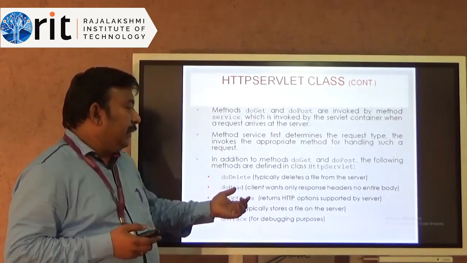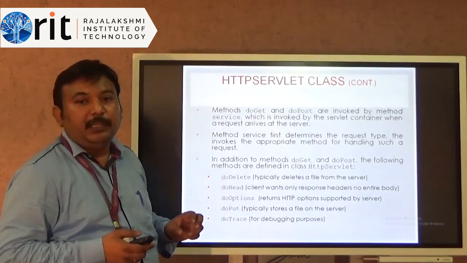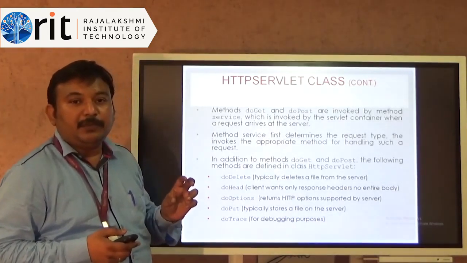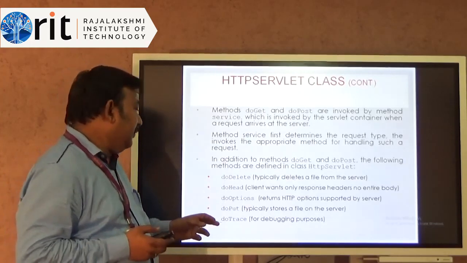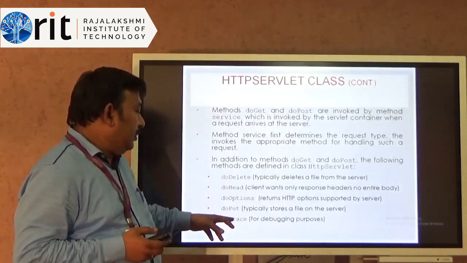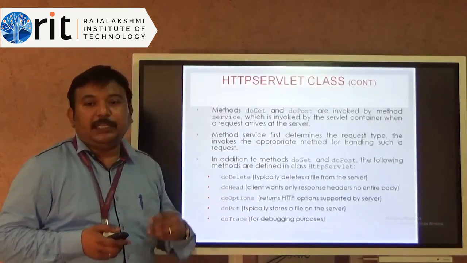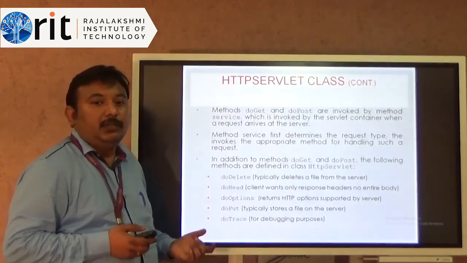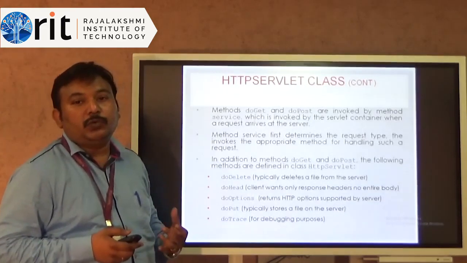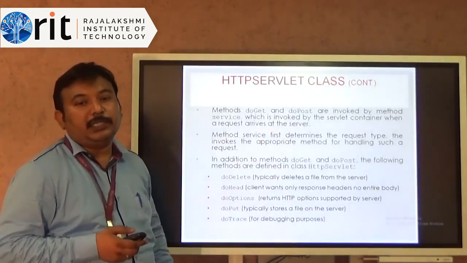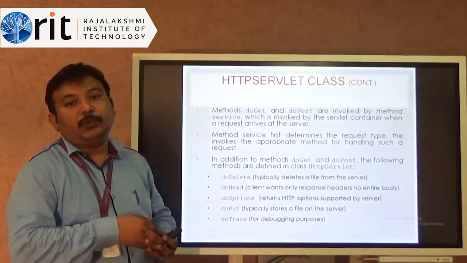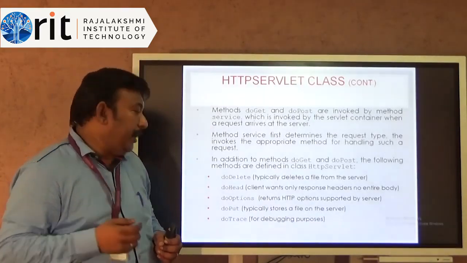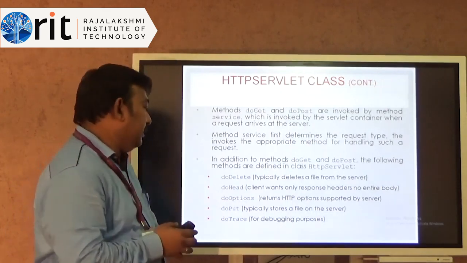Do options method returns what are the HTTP options which are supported by the server. Then do put typically stores the files on the server, and there is also another method called do get. The do get method is used to send information to the server, and the server gets the client's data or the parameters through the do get method.